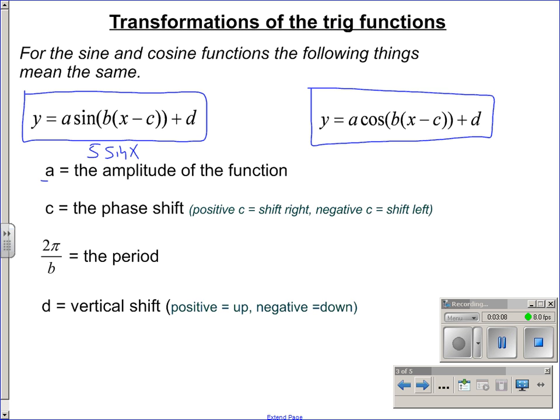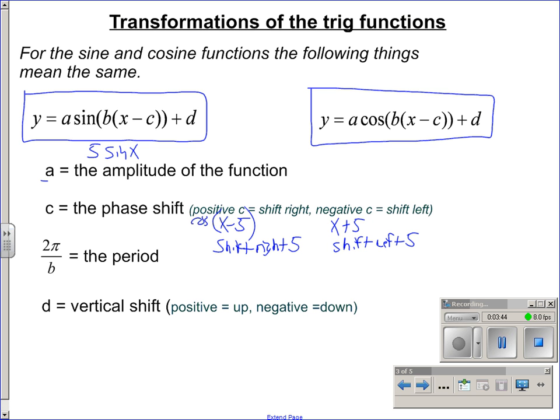The value of c, notice how we're subtracting from x, just like all the other transformations we've talked about. When we subtract from x, we're talking about a shift. So if it's the cosine of x minus 5, this is a shift right 5. If it was x plus 5, shift left 5. Same thing we've talked about all year long.